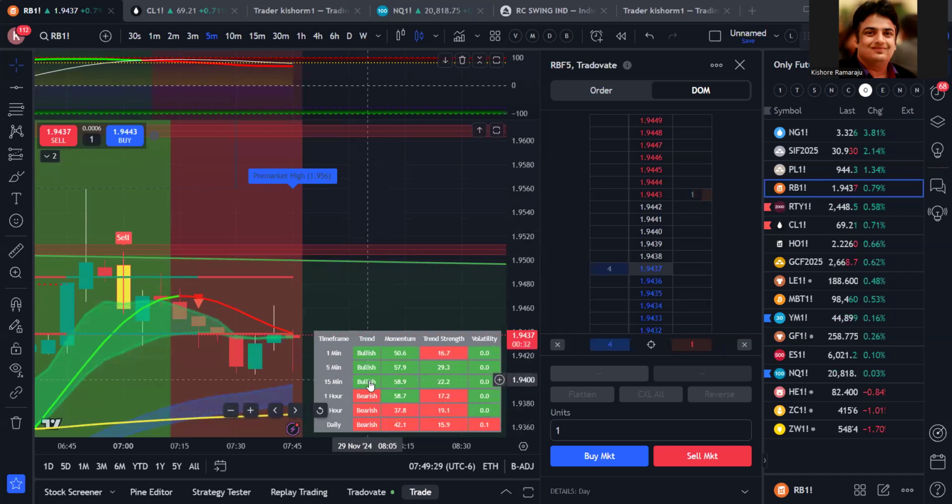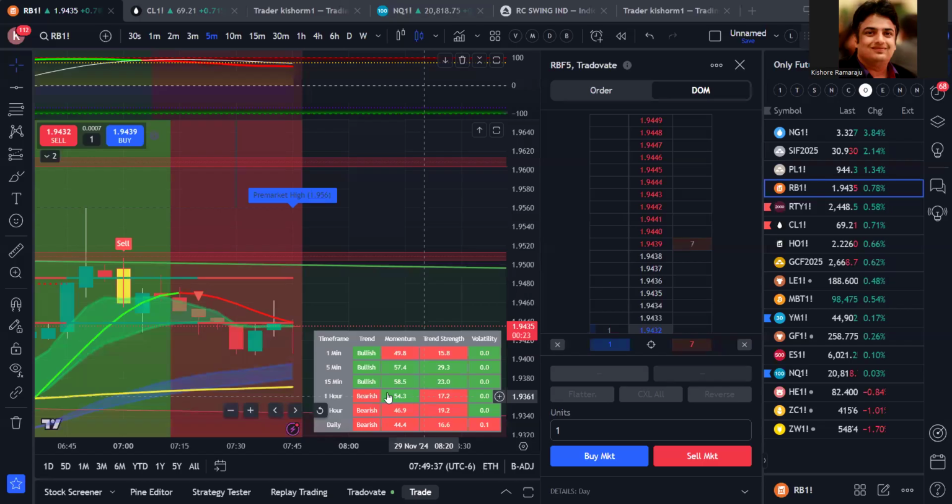RB is also, it is a mix of green and red. Mainly the smaller time frames are green. So if you're looking for scalping, if 1, 5, 15, everything is green, you can go long. If everything is completely green, that is a much better opportunity. So if you have two different tickers, one with only first three columns green, then that will give second importance to that.